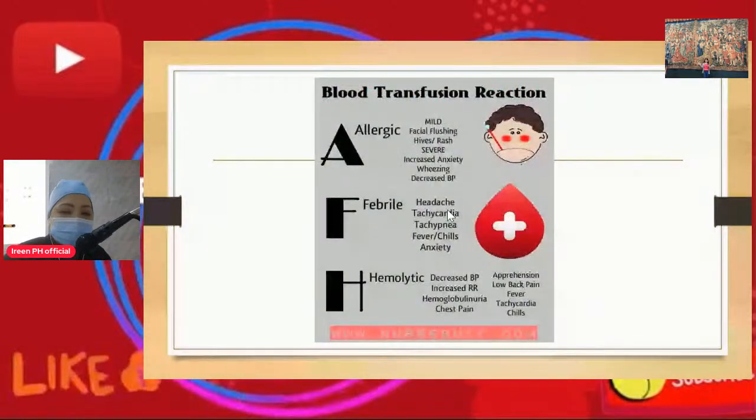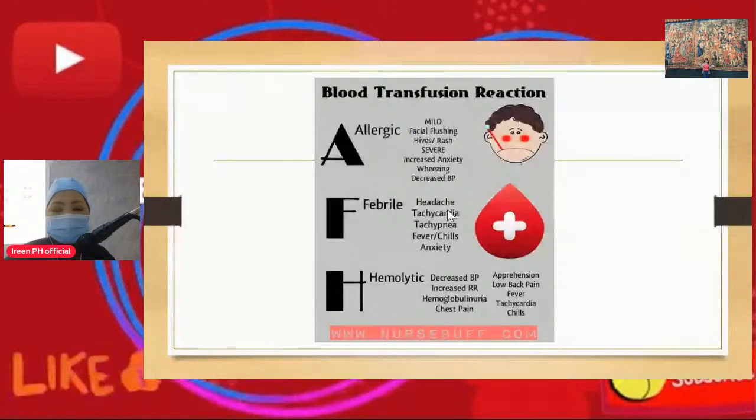In blood transfusion reactions, we have the components AFH. What is A? Allergic. F, febrile, and hemolytic. Allergic is mild flushing, hives, rash; severe is increased anxiety, wheezing, and decreased BP. Febrile: headache, tachycardia, tachypnea, fever, chills, and anxiety. Okay, remember this reaction.